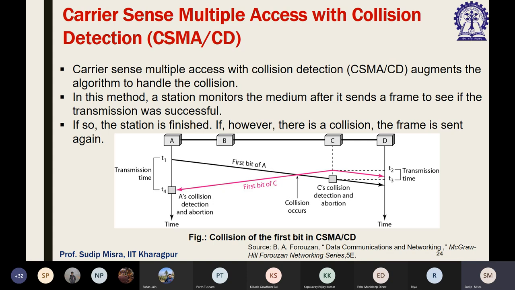Now my question to you is, how is this collision going to be detected after all? Because this is the beauty of CSMA/CD. The question is how this collision is going to be detected in the first place. So please think about it and tell me. I'm going to be back in a couple of seconds.